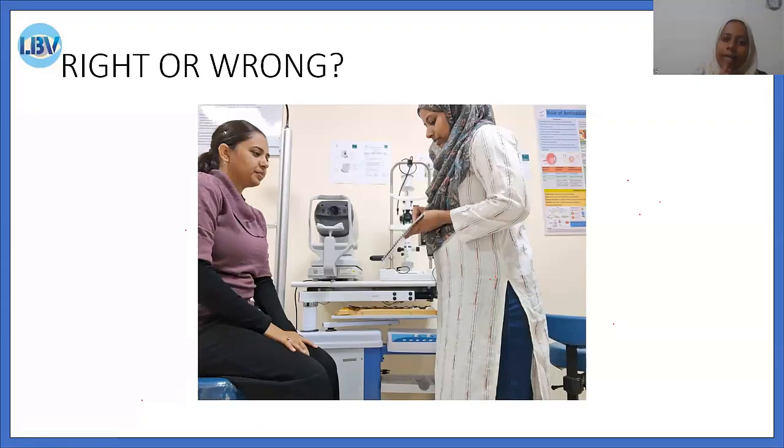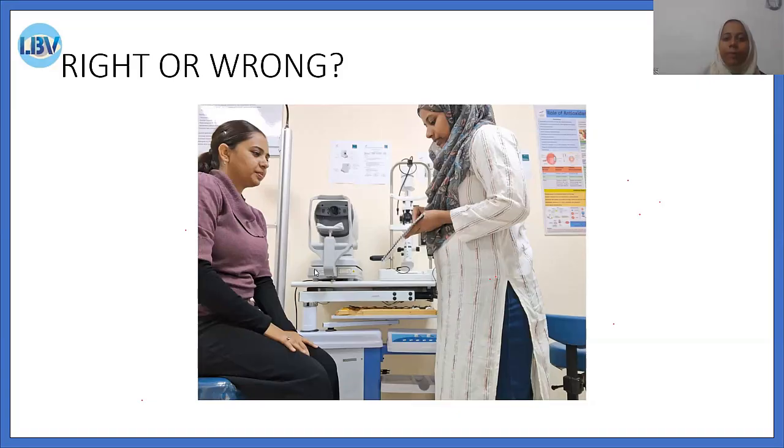So what is it, right or wrong? If it is wrong, what is the mistake here? When we are testing near visual acuity, we should give the near chart in the hands of the patient. That is the best practice. You can hold it slightly, but you keep it in the hand of the patient, so that the patient will bring it, and you ask the patient to keep it at their usual distance and then read it. This chart is too far and it is in the hand of the examiner. That is why it is wrong here.